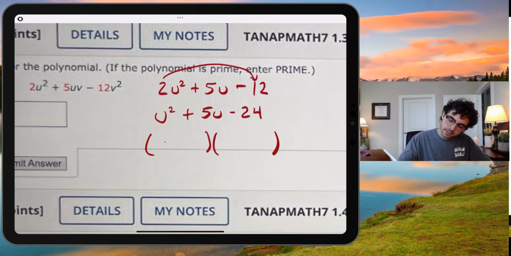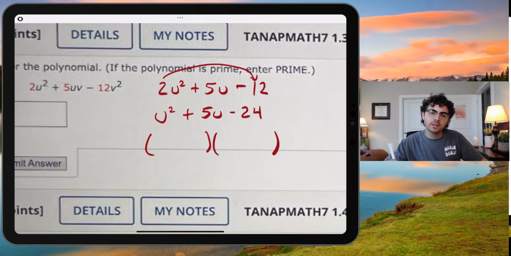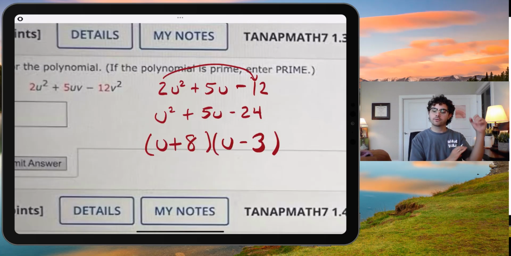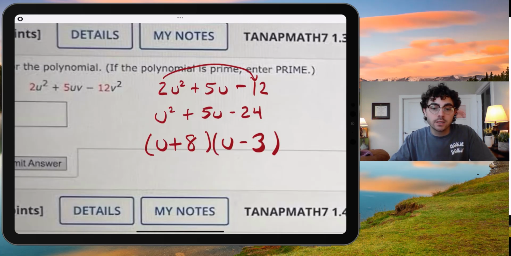So I'm going to get two numbers that multiply to negative 24 but add to 5. So I was thinking 8 and 3, but that actually doesn't. Does that make sense? Oh, that does make sense. Yeah, so we'll do plus 8 minus 3. Okay, u plus 8, u minus 3. Negative 3 times 8 is negative 24, and 8 minus 3 is 5.